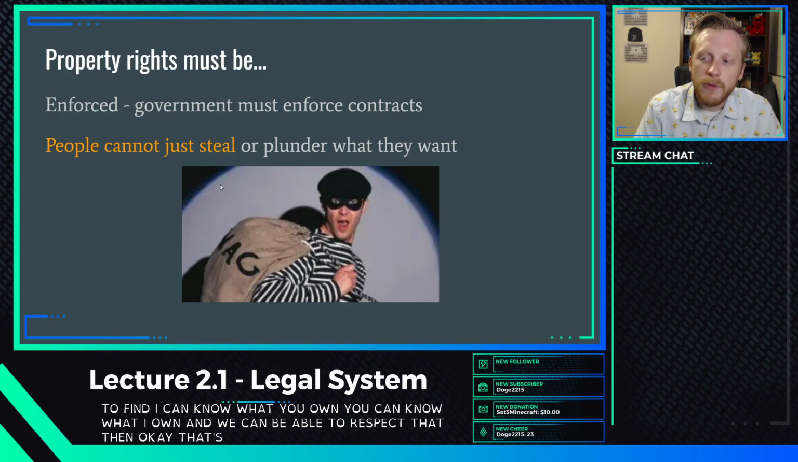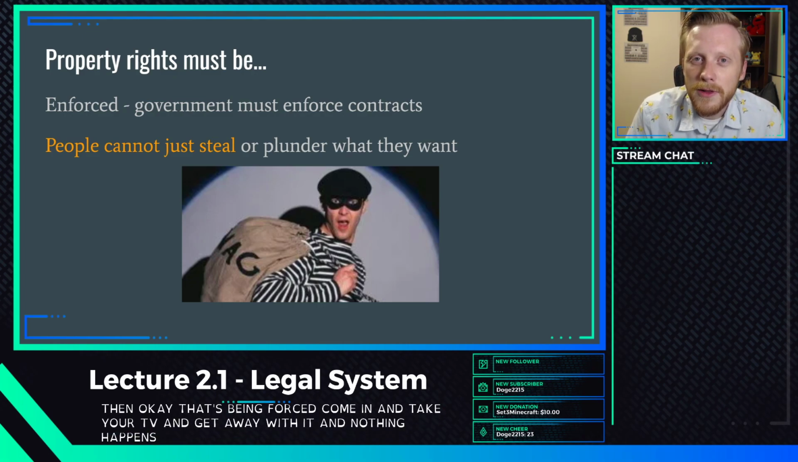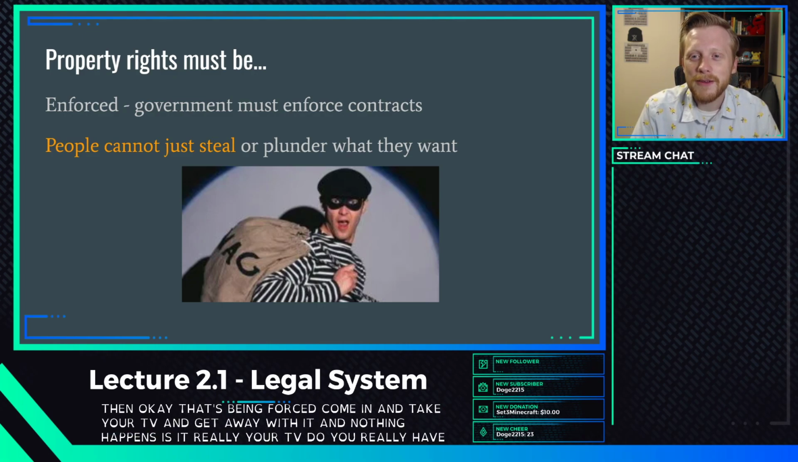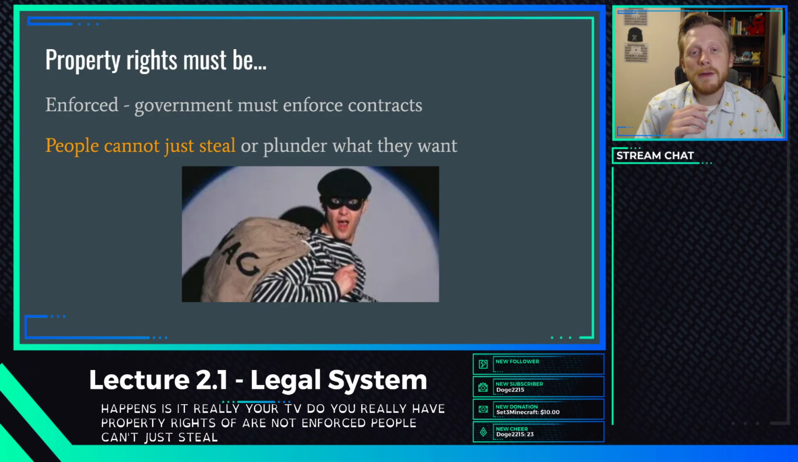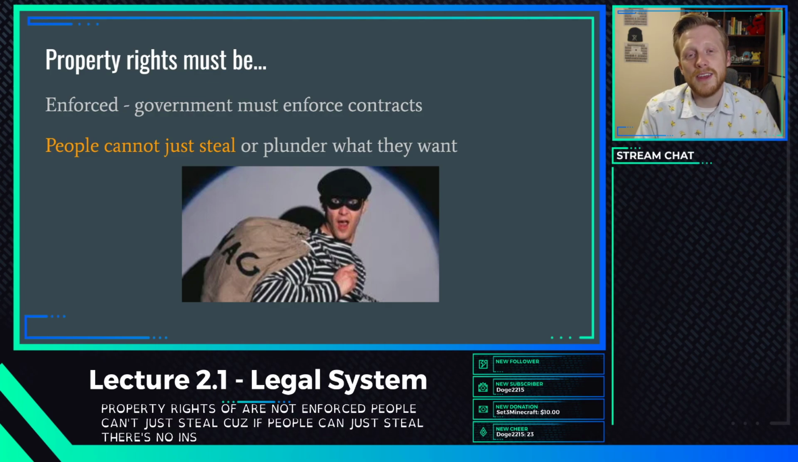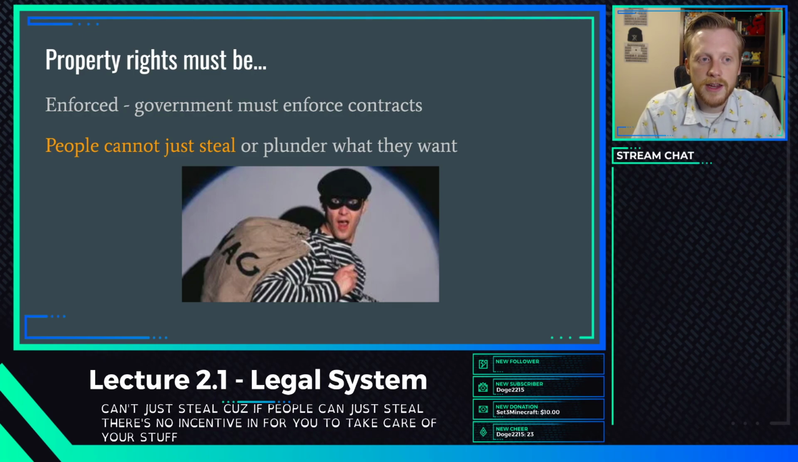Okay? They have to be enforced. Guys, if someone can come in and take your TV and get away with it and nothing happens, is it really your TV? Do you really have property rights if they're not enforced? People can't just steal. Because if people can just steal, there's no incentive for you to take care of your stuff. It's like, why should I take care of it? Someone can just take it anyways, right?